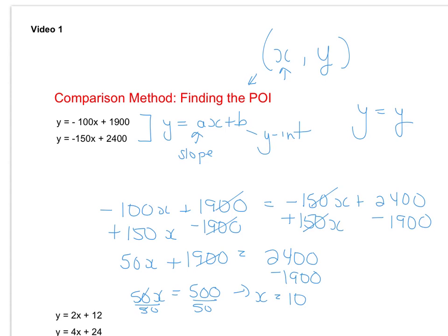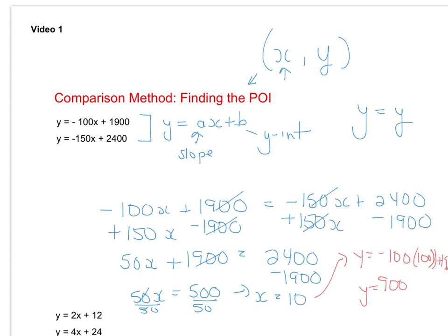So, if we want to find out what y is equal to, you pick an equation, any one. You can pick the first one or the second one. I'll pick the first. Y is equal to negative 100 times 10 plus 1900. Just put that in your calculator. So negative 100 times 10 plus 1900 gives us an answer of 900. So y is equal to 900.